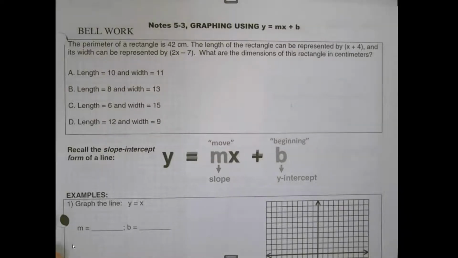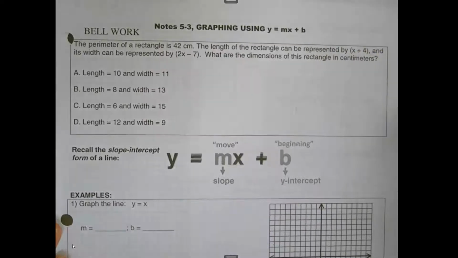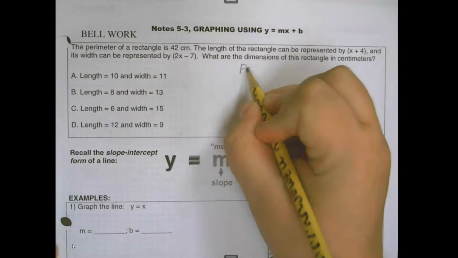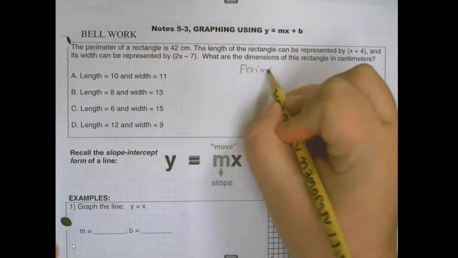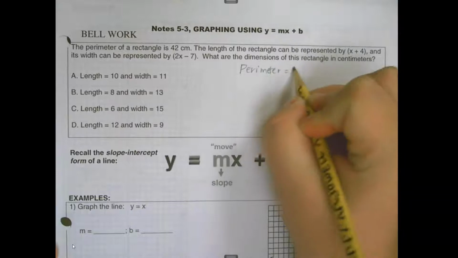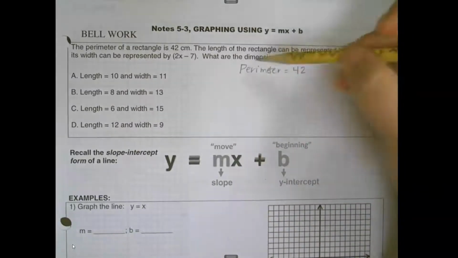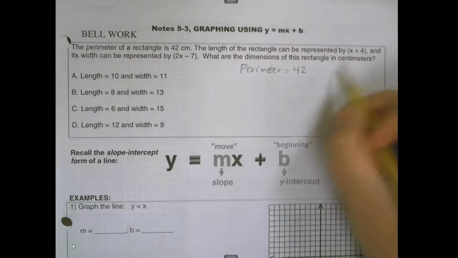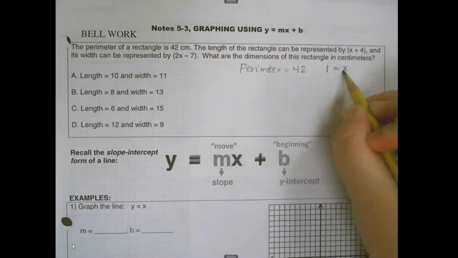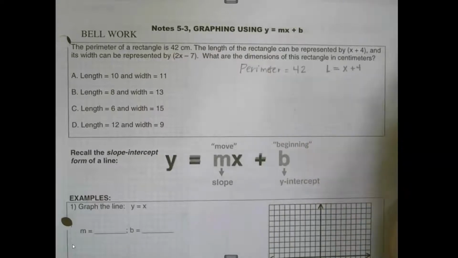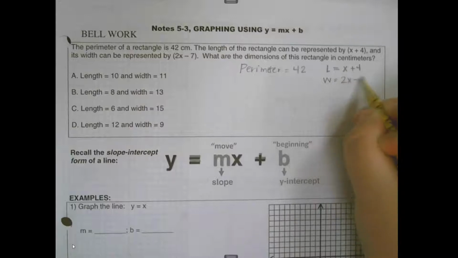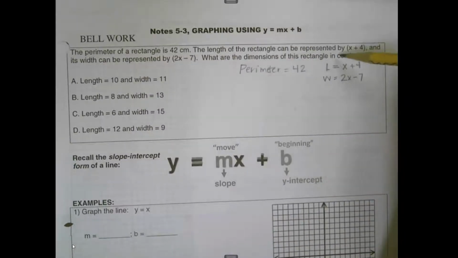Alright, this is 5.3, graphing using y equals mx plus b. The perimeter of a rectangle is 42. And in a little bit I'm going to explain why I wrote out all of that. The length of the rectangle, so length equals x plus 4, and the width equals 2x minus 7. What are the dimensions of the rectangle in centimeters?